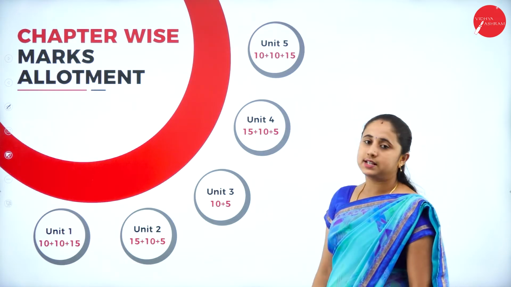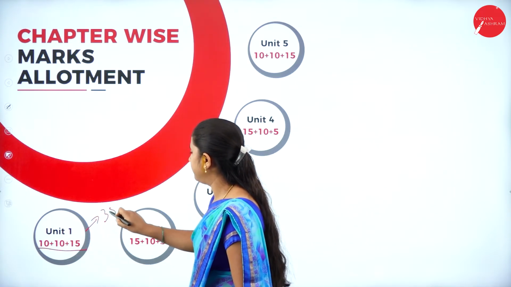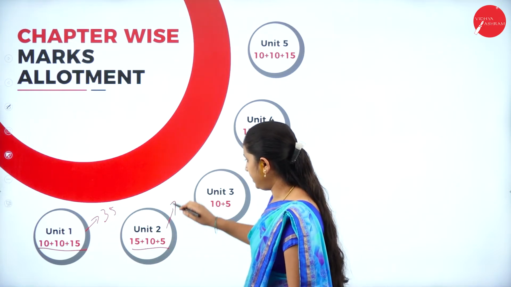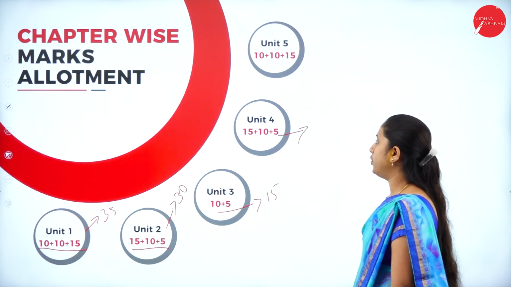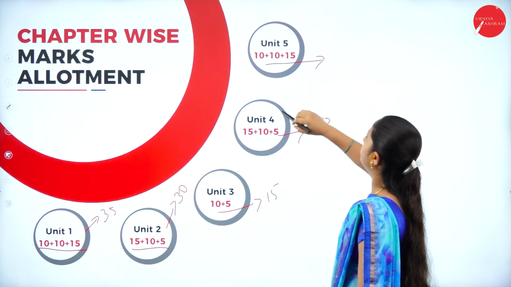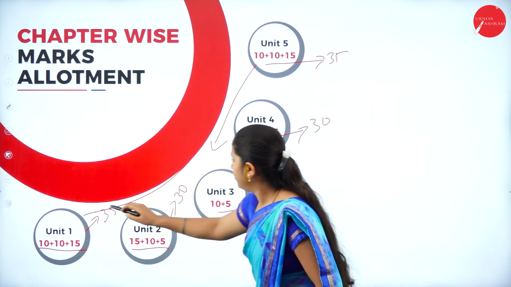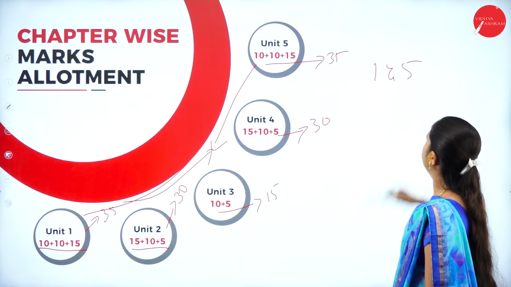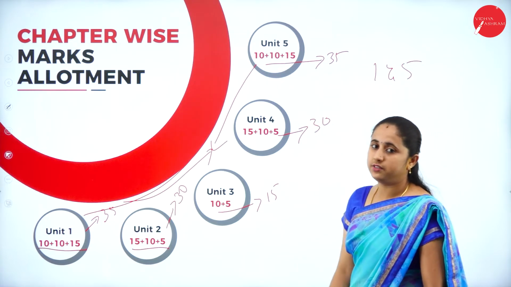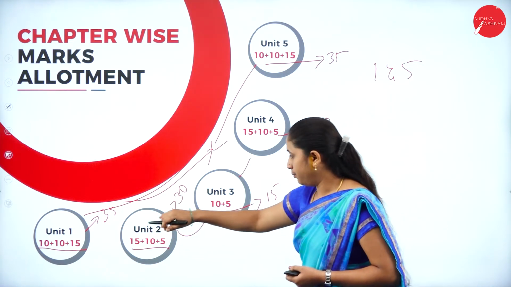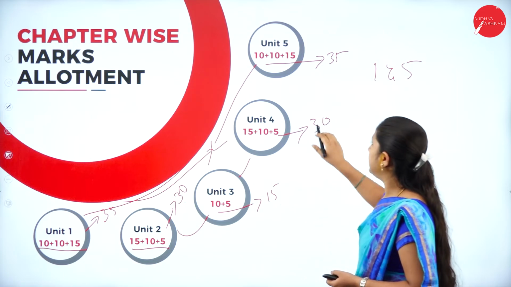Next, chapter-wise marks allotment. You can see from Unit 1, we can expect 35 marks. From Unit 2, we can expect 30 marks. From Unit 3, 15 marks. Unit 4, 30 marks. And Unit 5, 35 marks. So, Unit 1 and Unit 5 are important units, so you need to pay attention to Unit 1 and Unit 5. Also give importance to these 3 units, Unit 2, 3, 4, because they have 30, 15 and 30 marks.